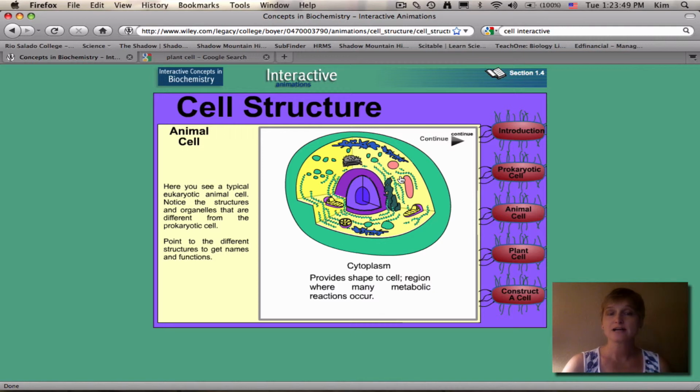Looking at the cytoplasm, so there's always that fluid gel inside the cell that all these organelles are in. Here's a fun one. This is the Golgi apparatus. And the Golgi apparatus, it secretes waste products from the cell. The Golgi apparatus is also responsible for labeling proteins, and then they will get transported to the right place.